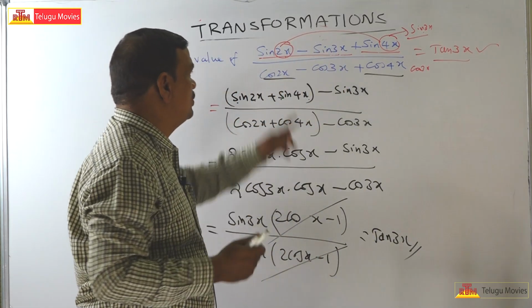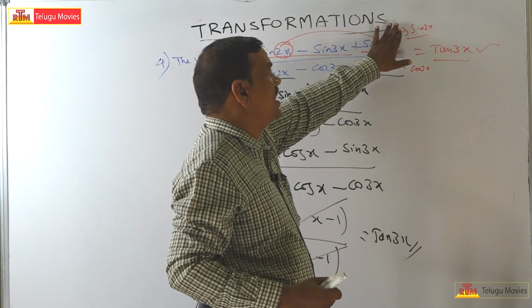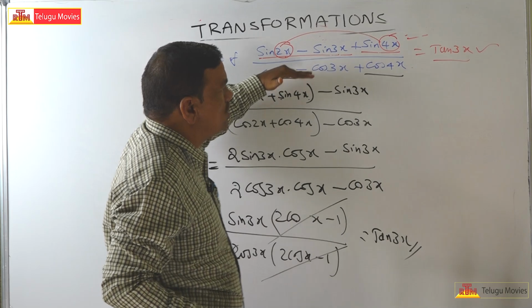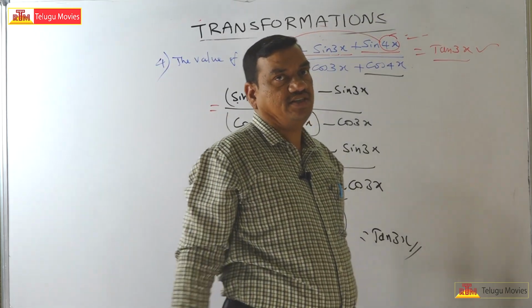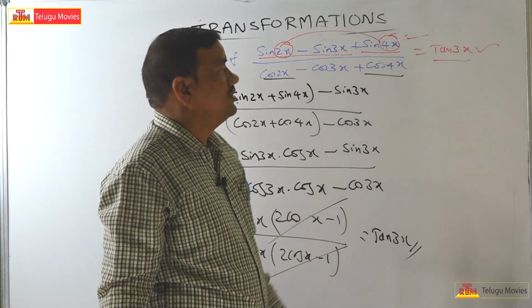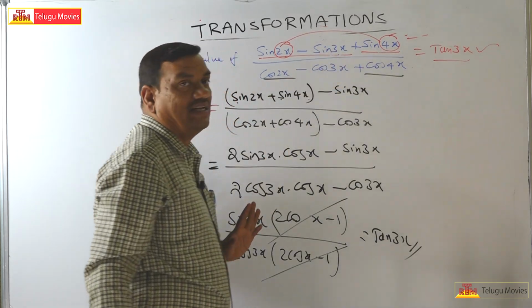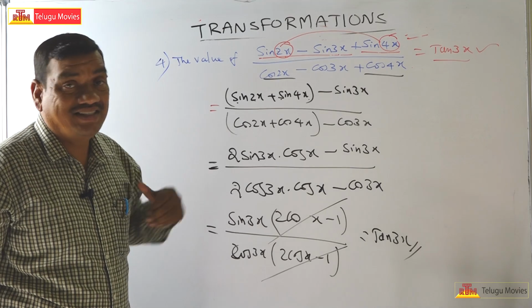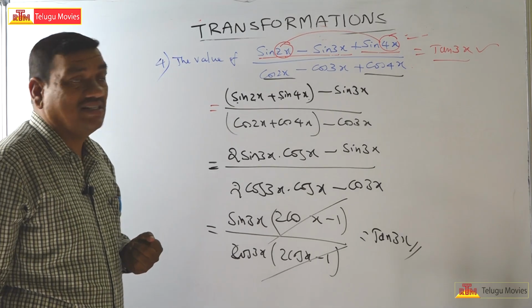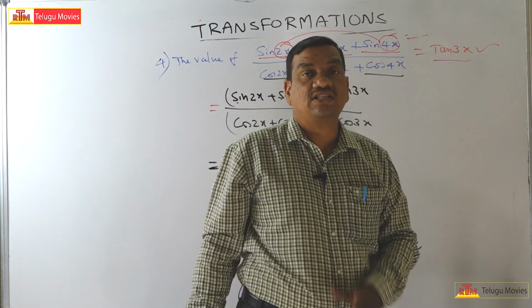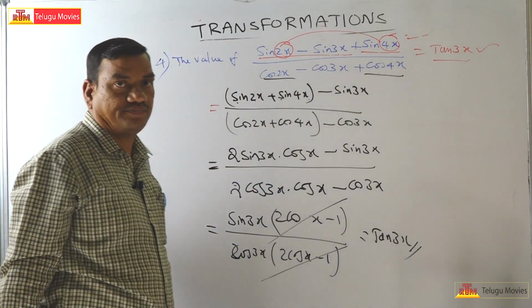Sin 3x by cos 3x is equal to tan 3x. But don't think that this whole thing is equal to sin 3x. Not like that. So this is sin 3x by cos 3x, that is equal to tan 3x will come. Understand this? So 2x plus 4x, 6x, 6x minus 3x, 3x. Therefore, sin by cos, tan 3x will come. Okay, that is the shortcut way.